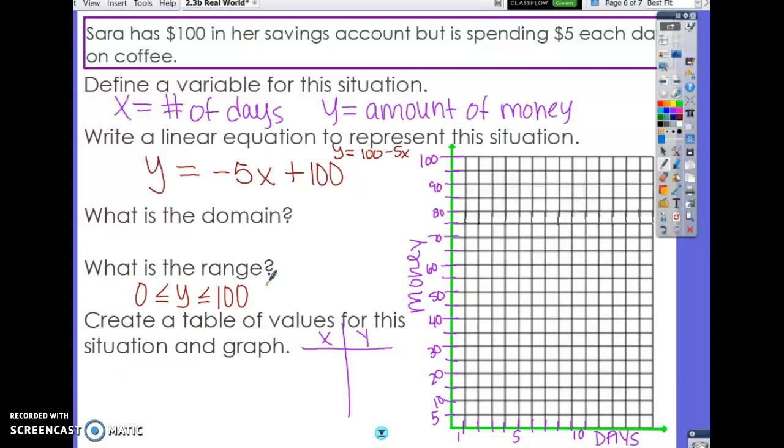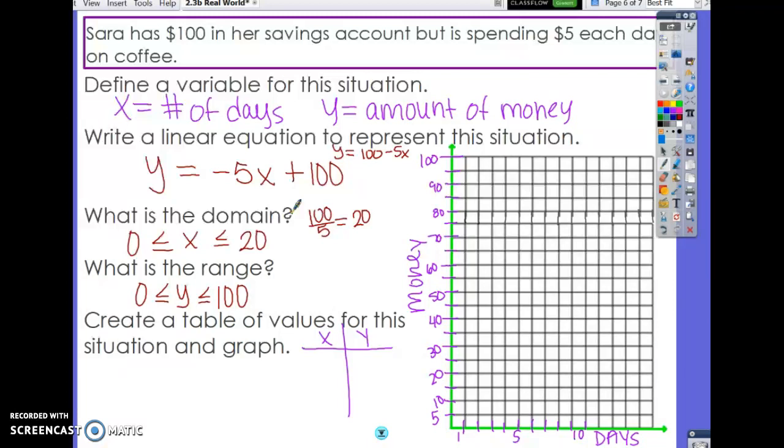Well, the minimum number of days we can do this is 0, right? We don't have to buy coffee. And there is a maximum. So if we spend $5 a day, 100 divided by the $5 we spend each day tells us we can do this for a maximum of 20 days. So that's our domain and our range.